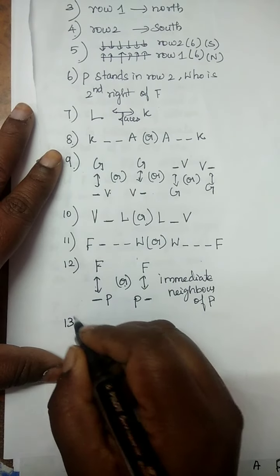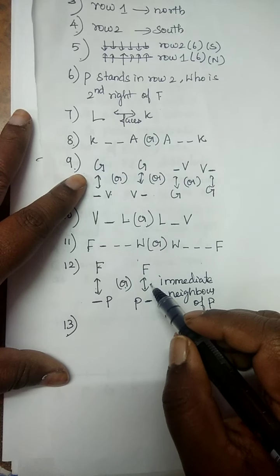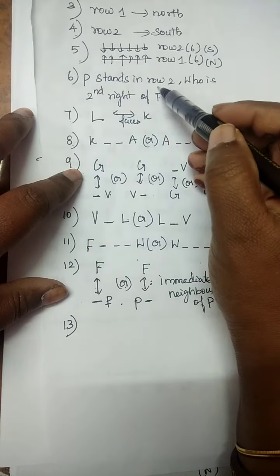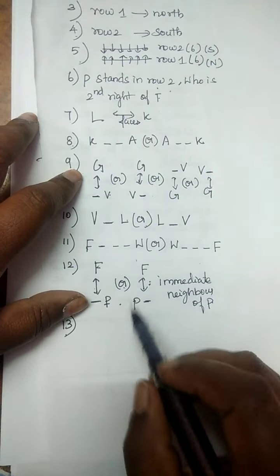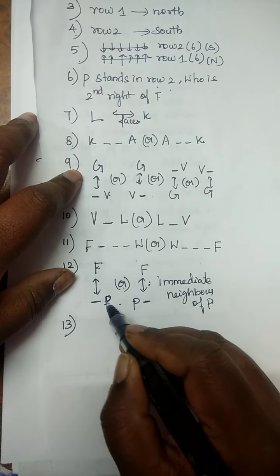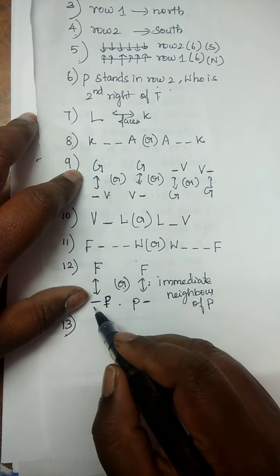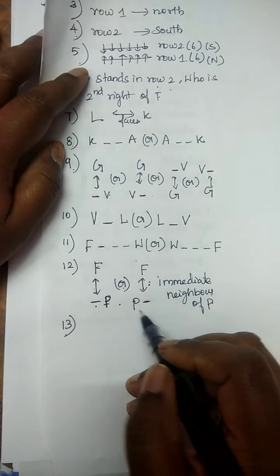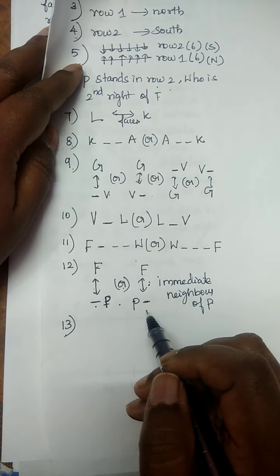Now the 13th key point. Here there are 4 clues, but here I gave only 2 clues. Why? Because we know P stands in row 2. In the question itself they have given P is at row 2. So definitely only 2 options: either the immediate neighbor, either P is left or P is right. Immediate neighbor will face F. So I gave only 2 options.